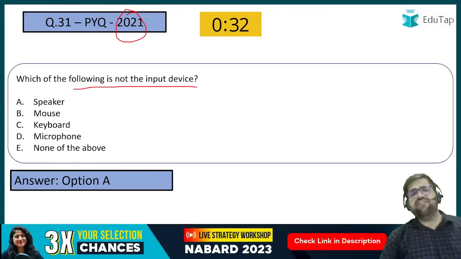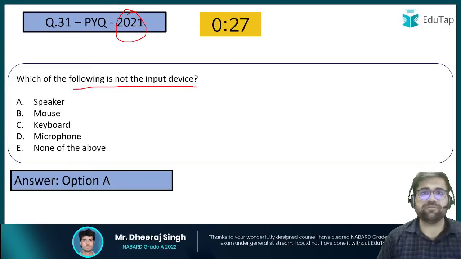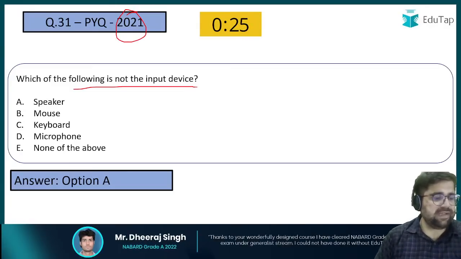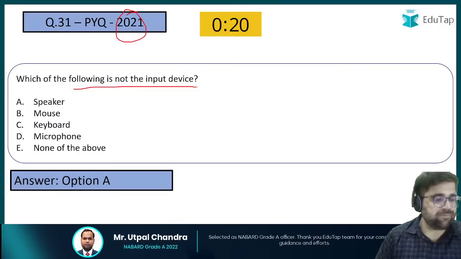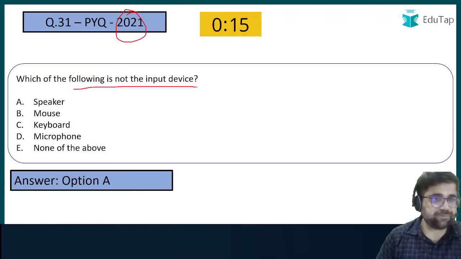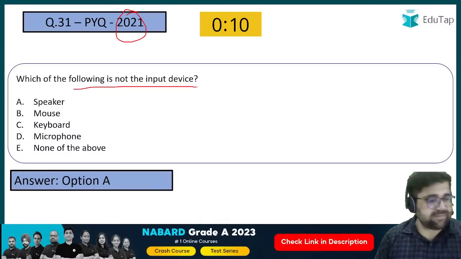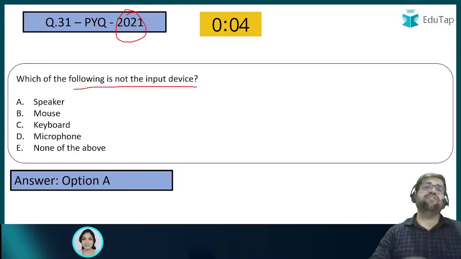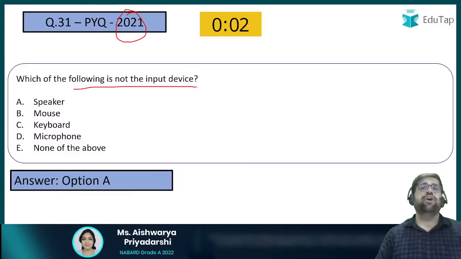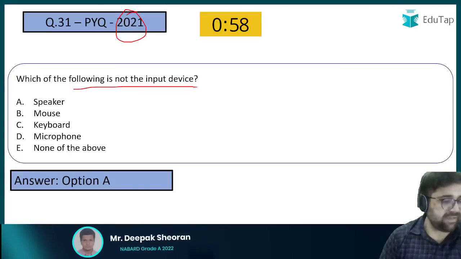Is scanner an input device? My question to you: is scanner an input device? Yes, the answer here is yes. Speaker is an output device because it gives us sound waves. Scanner is an input device via which you give the digital representation to the computer. Good, good, everyone. I was expecting the right answers.